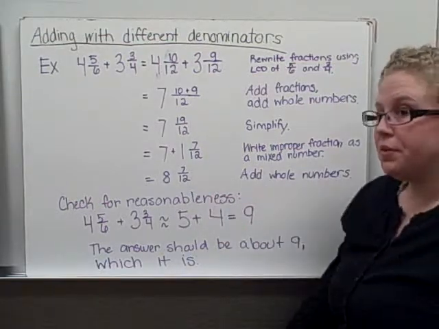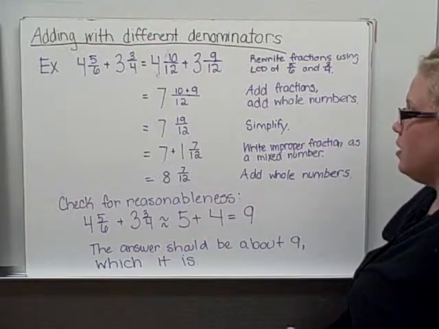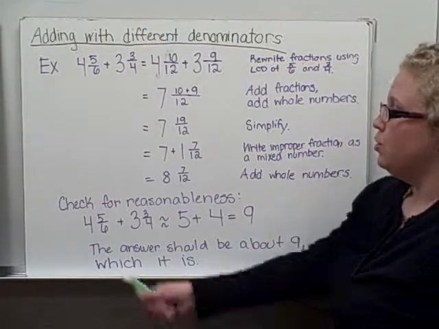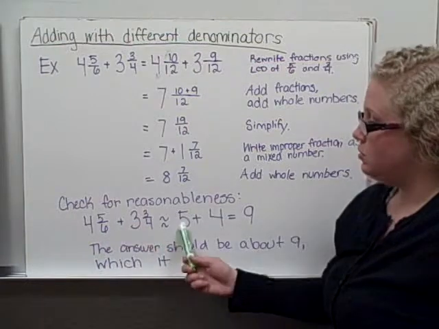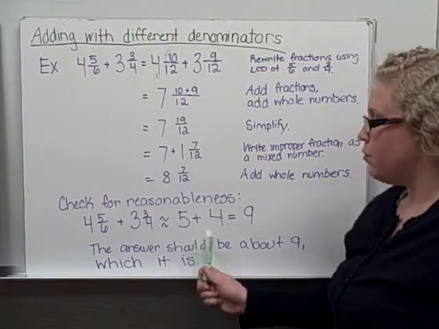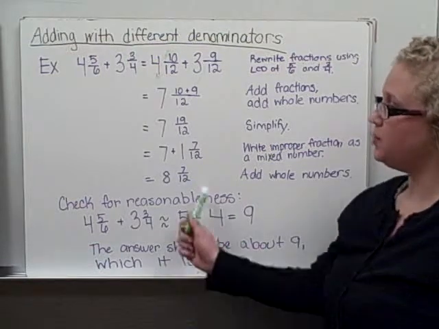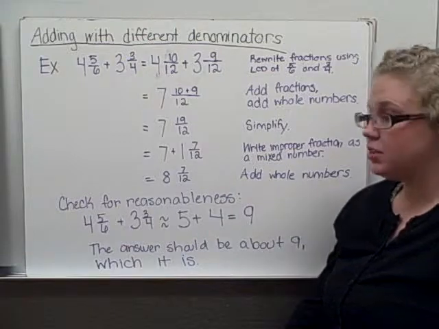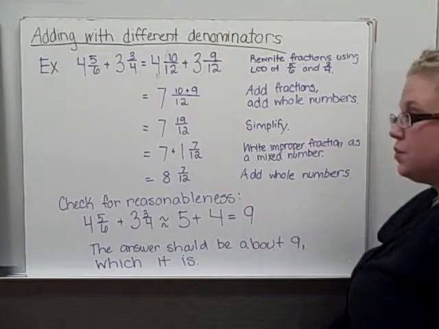Now we can always check for reasonableness by rounding the number up or down to its closest whole number. So 4 and 5/6 is close to 5, and 3 and 3/4 is close to 4. So when we add 5 and 4, we get 9. So we would expect our answer to be somewhere around 9. 8 and 7/12 is very close to 9, so I believe that our answer is reasonable.